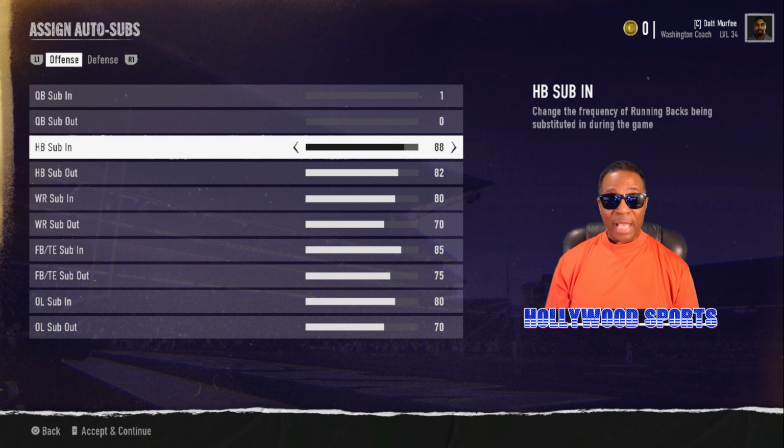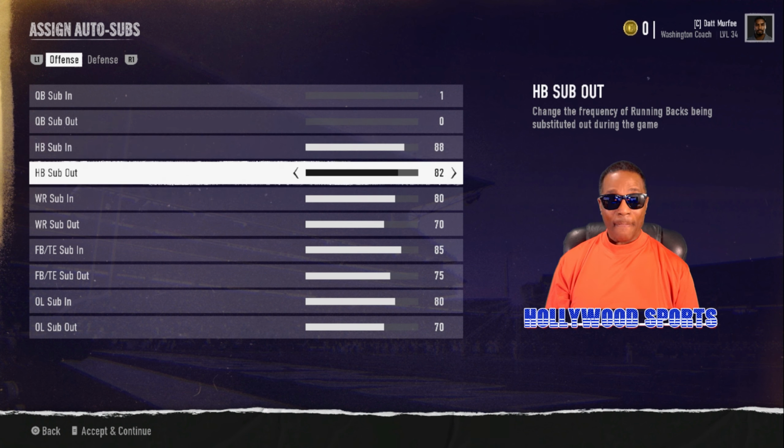When we look at halfbacks, you want to sub your halfbacks in and out because of wear and tear. They take a lot. We do a lot of running in this game. Your halfbacks are going to take a lot of pounding, especially depending on what type of defense you run up against and what type of offensive line you have. There are a lot of scenarios that could cause your halfback to take a lot of damage. So sub in is 88, and sub out is 82. All right, guys, because you have to think about fatigue, stamina, all that.